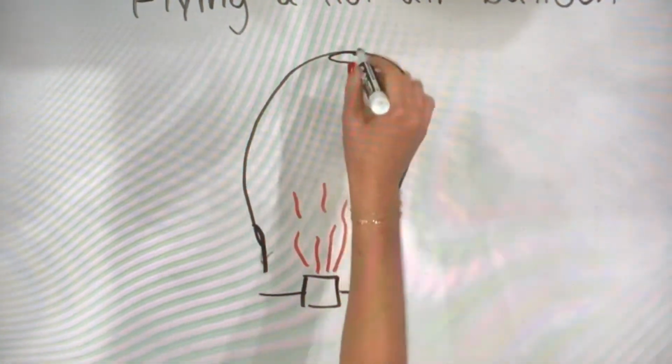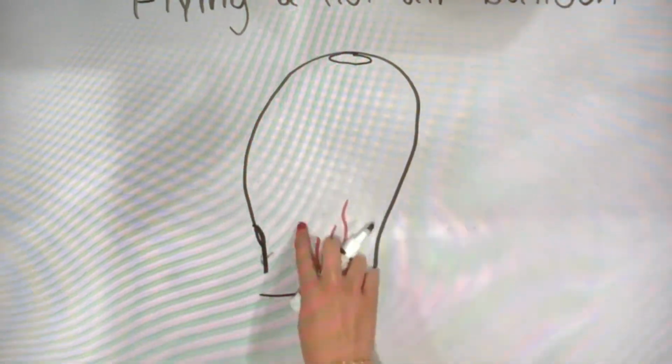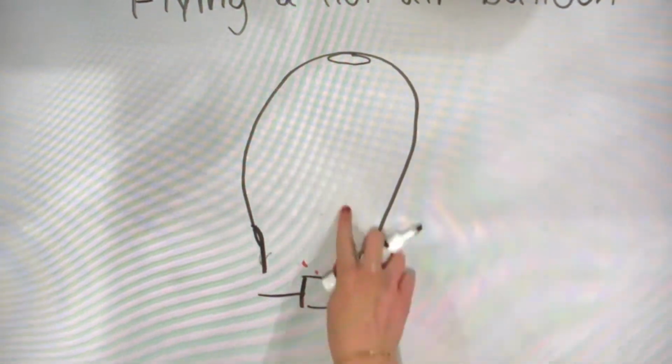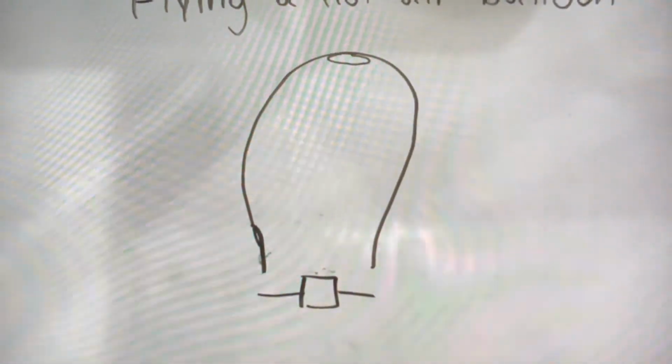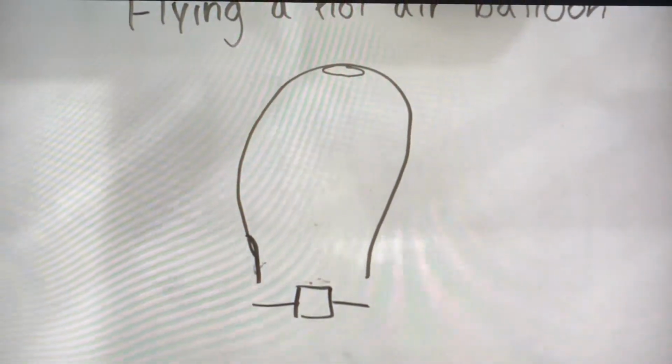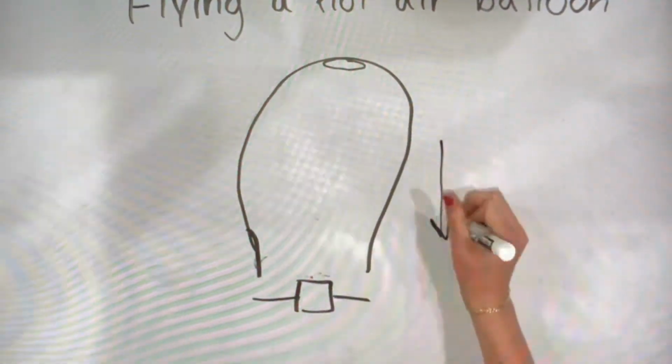A hot air balloon has very simple controls. To move upward, the pilot opens the propane valve, which lets propane flow into the burner, firing up the flame and heating the air in the envelope. The wider the valve, the bigger the flame, the faster the balloon rises.